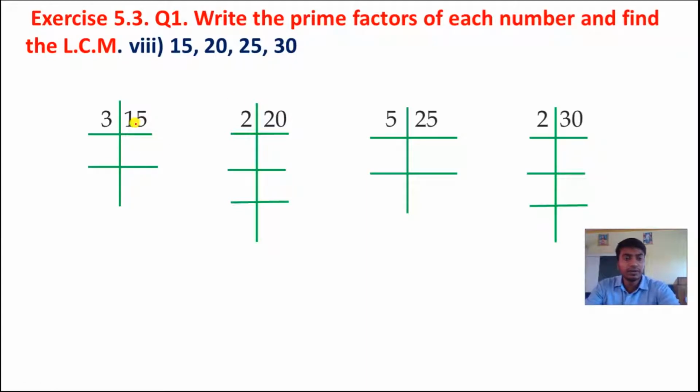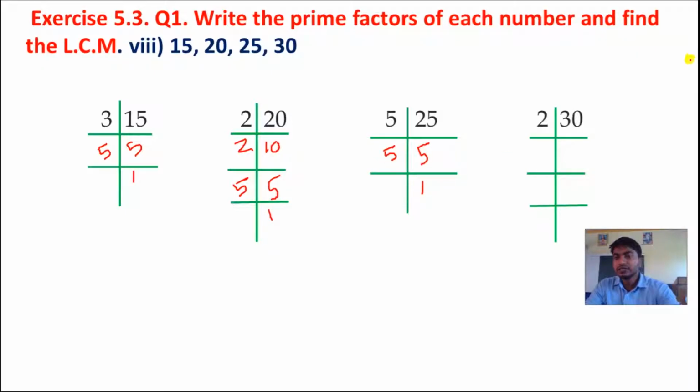15 is not an even number, so we cannot divide by 2. So we will take the next prime number, which is 3. Dividing, 3 fives are 15. Now it will go by 5: 5 ones are 5. Now 20 we can divide by 2: 2 tens are 20, again by 2, 2 fives are 10. Now we will take 5: 5 ones are 5. For 25, we cannot divide by 2 or 3, so we will take 5: 5 fives are 25. Now divide by 5: 5 ones are 5.